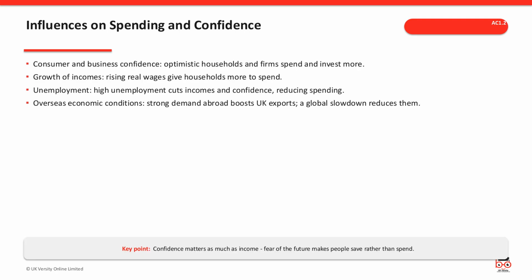Several things sway how much of that spending actually happens. Confidence is huge. When households and firms feel optimistic, they spend and invest more freely. Rising real wages give people more to spend, while high unemployment does the reverse, draining both incomes and confidence. Conditions abroad matter too. A booming world economy buys more of our exports, and a global slowdown buys less. The key thing to remember is that fear can matter as much as money. Worried people save rather than spend, even when their wages haven't actually changed.